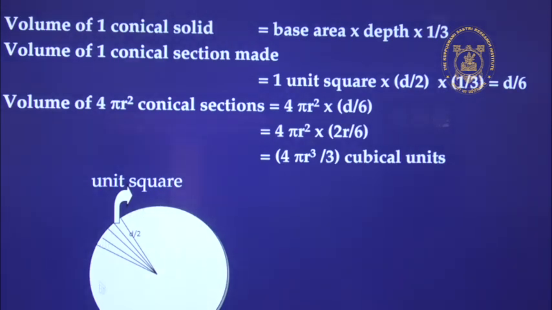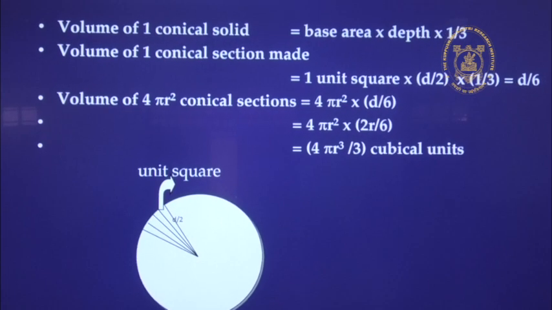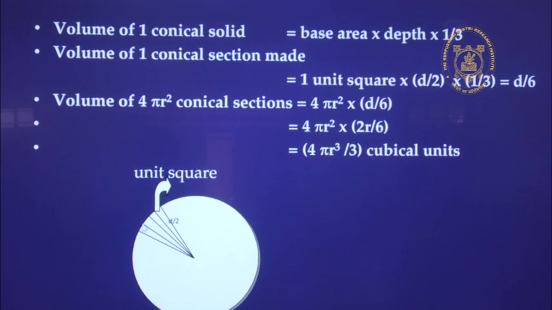See, the surface area of the sphere is divided into unit squares. Because the surface area is 4 pi r square, we can divide it into 4 pi r square unit squares on the surface. Then you make an imaginary cone to the center, so the height of that cone is the radius, D by 2. The volume of one conical section is surface area into one third into height. The surface area is 1 unit square and the height is D by 2, and one third of it is the volume of one conical section.